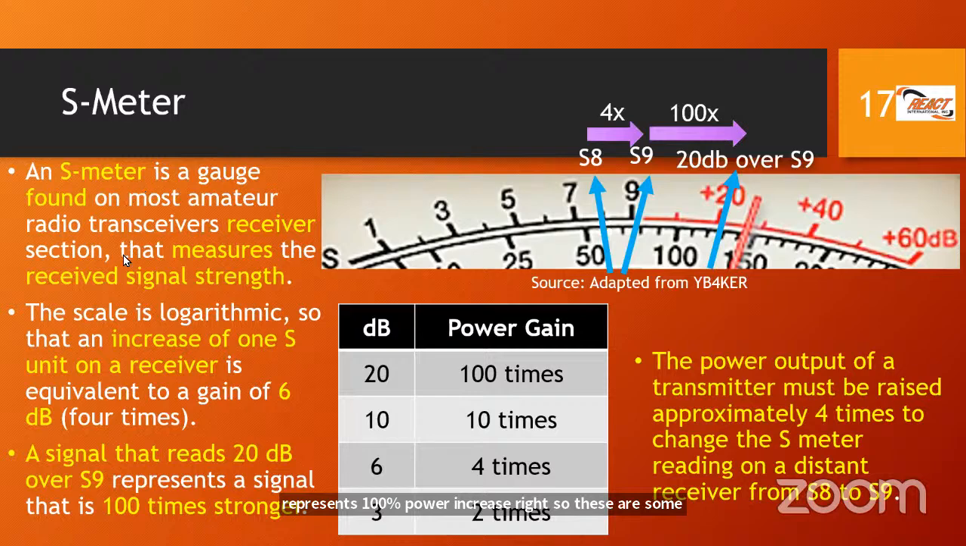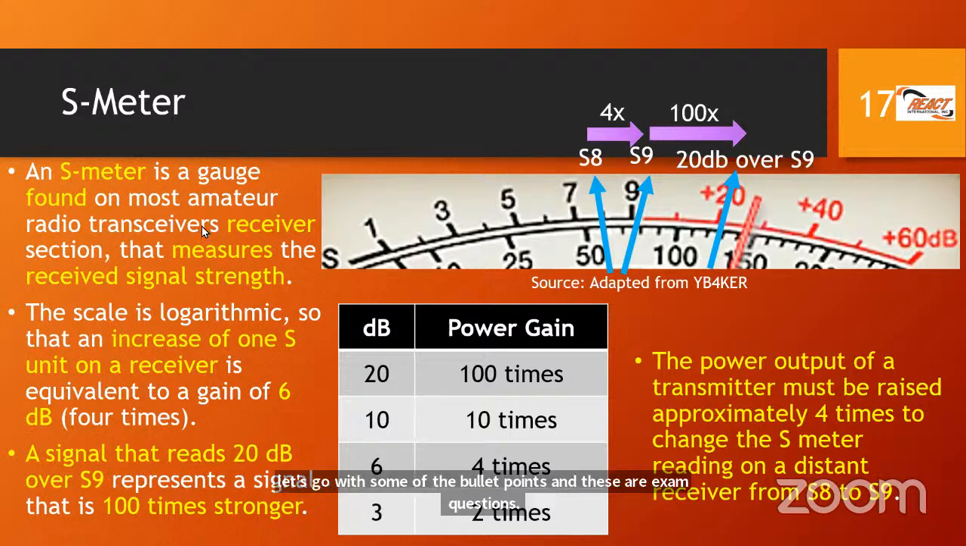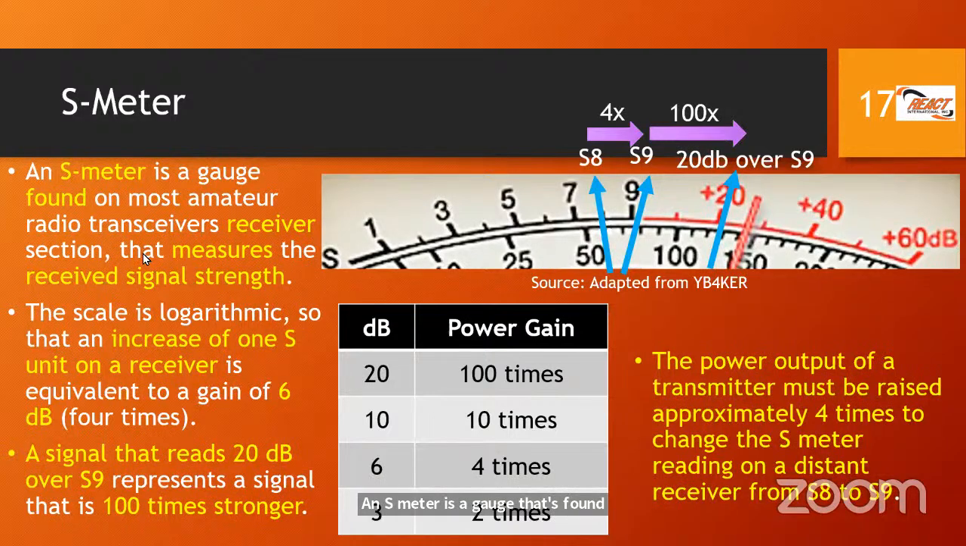So let's go with some of the bullet points, and these are exam questions. An S meter is a gauge that's found on most amateur radio transceiver receiver sections, and it measures the received signal strength. So again, the higher that needle goes up, the stronger the received signal strength. The lower it is, the lower the received signal strength. We also say that the scale is logarithmic. Remember, the decibel uses logs, log to base 10. So an increase of 1 S unit is equivalent to a gain of 6 dB, or 4 times.